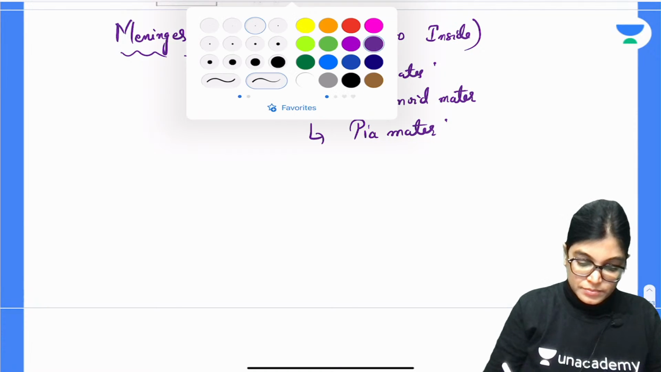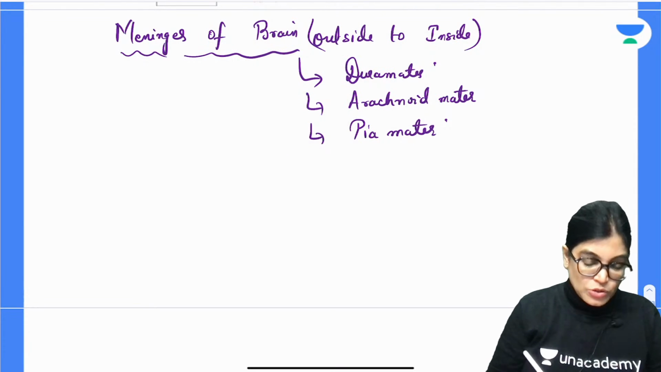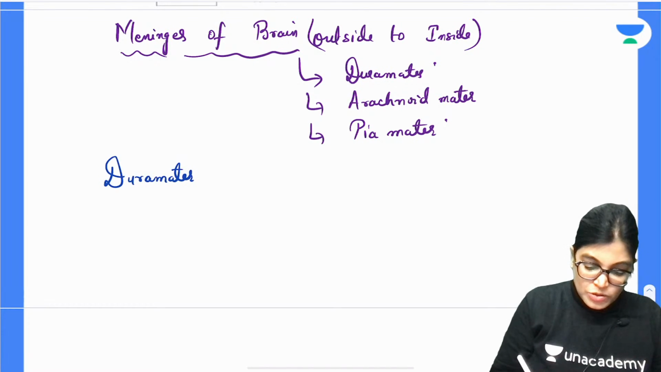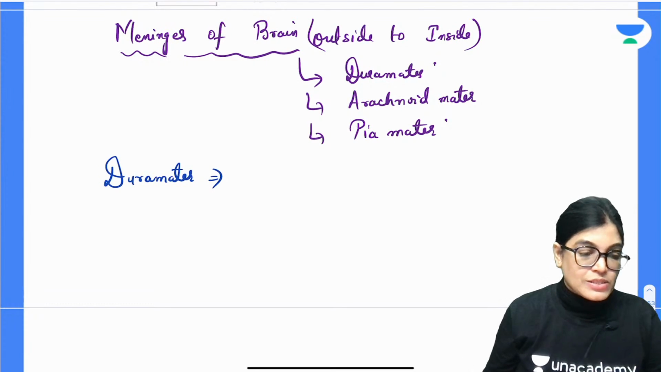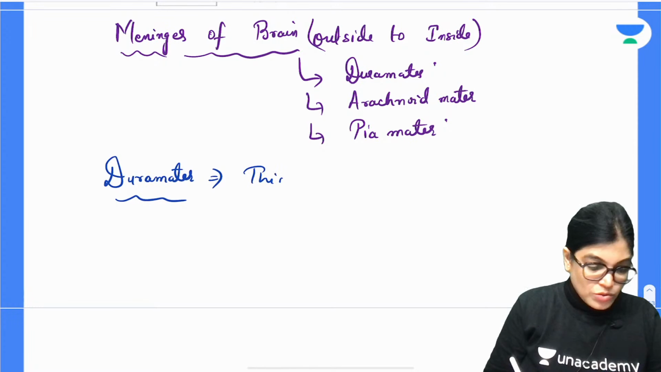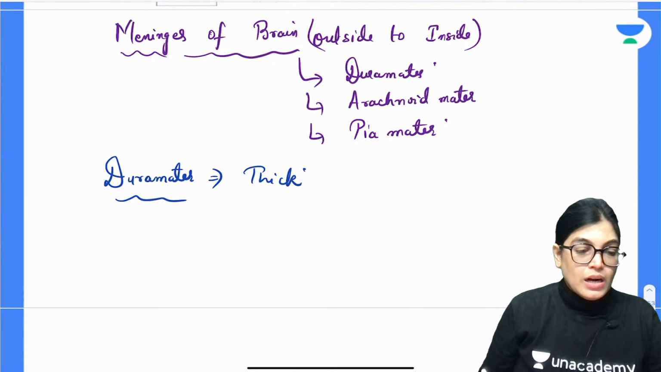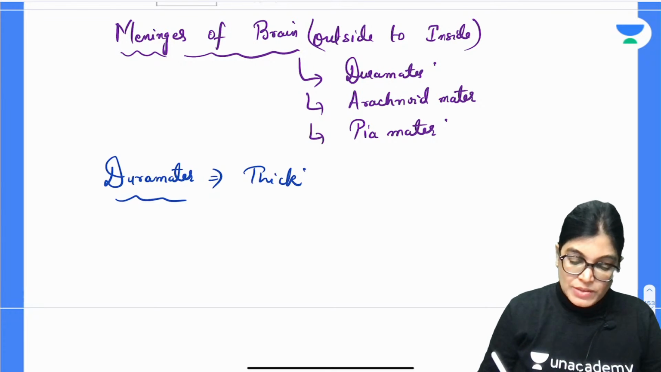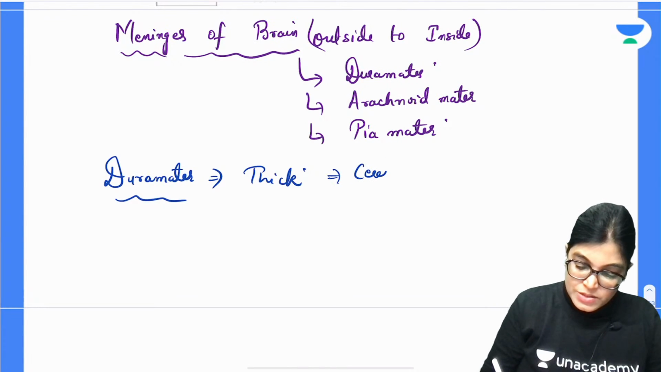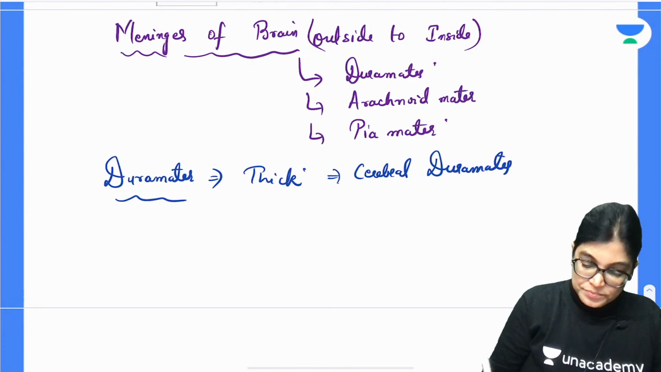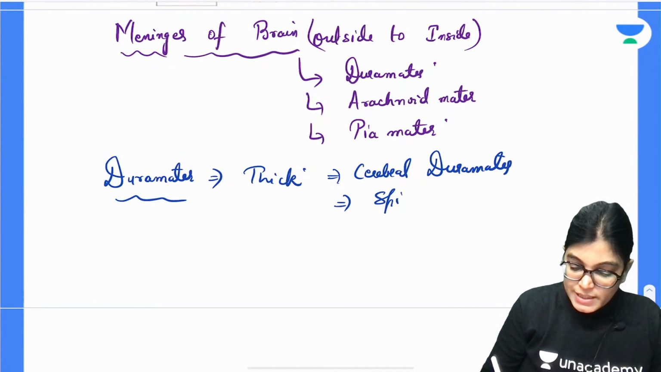Now coming to the dura mater. It is the thickest layer, the outermost layer. It is the thick outermost covering of the brain and the spinal cord. In the brain it is called the cerebral dura mater, and in the spinal cord it is called the spinal dura mater.